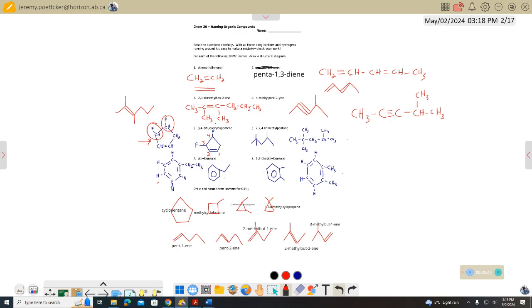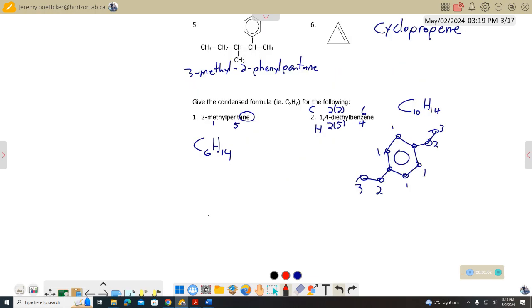Pent-1-ene, pent-2-ene, 2-methylbute-1-ene, 2-methylbute-2-ene, and 3-methylbute-1-ene. Notice that the double bond always gets priority with the numbering. That takes us on to the next page.